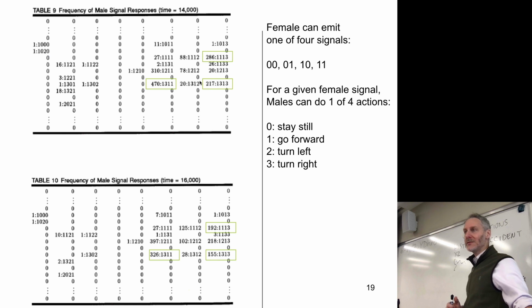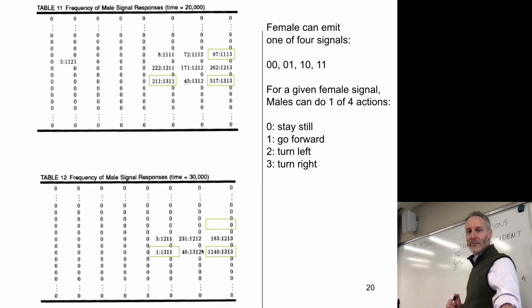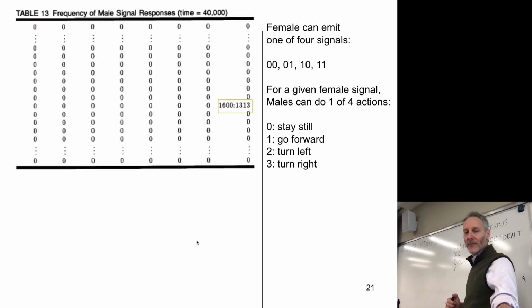Here's 14,000, 16,000, 20,000, 30,000, 40,000.